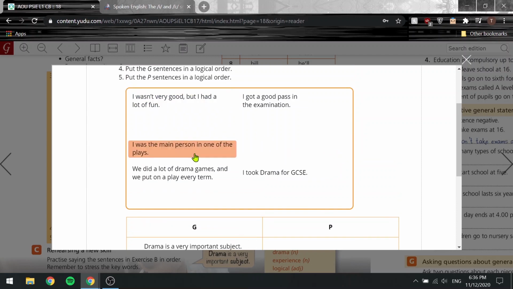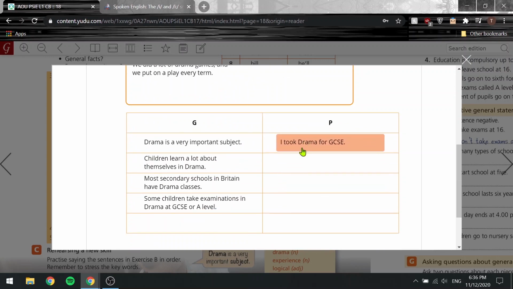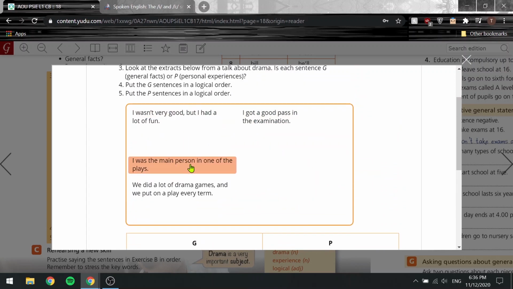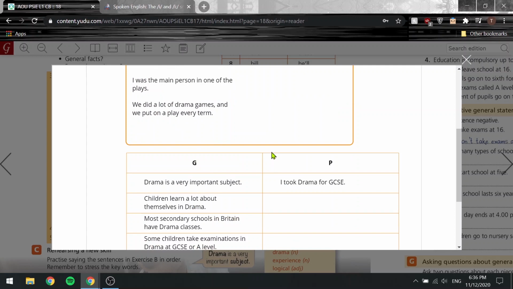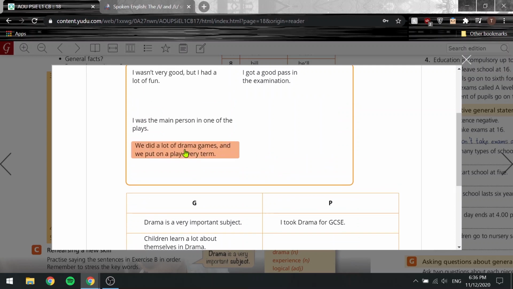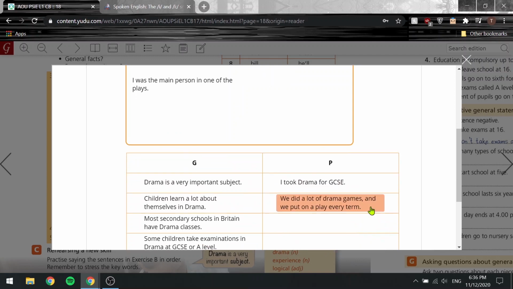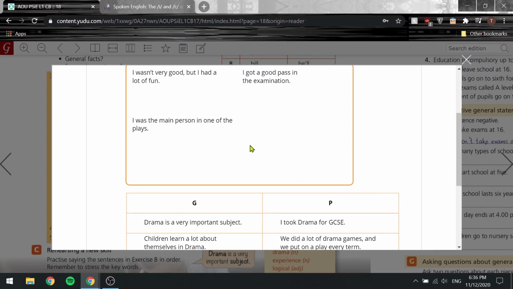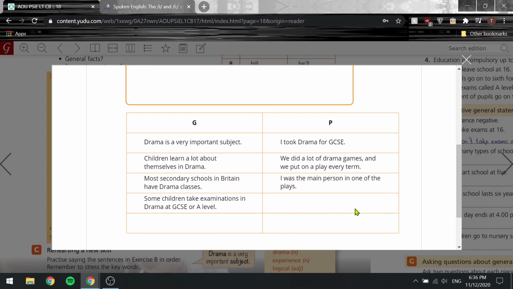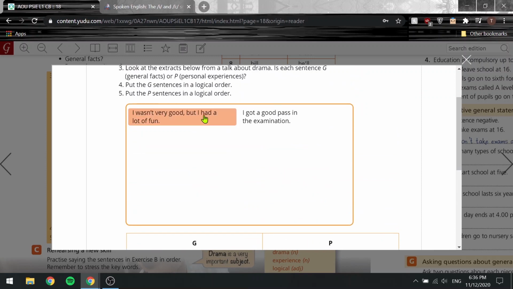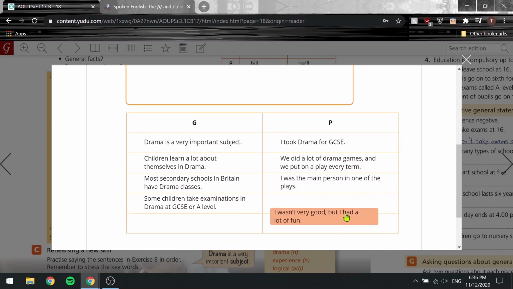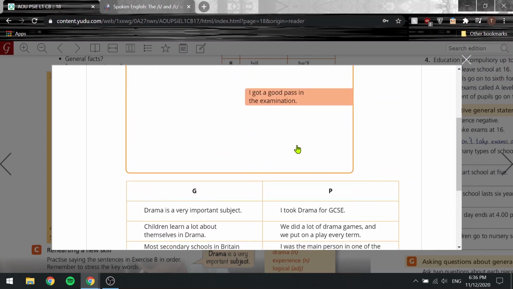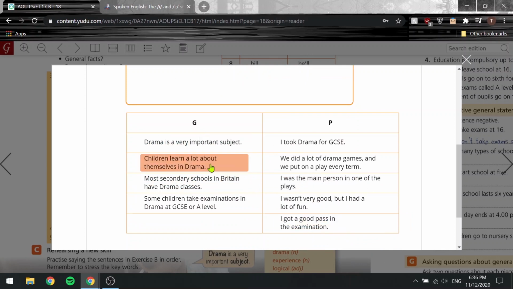One is, I took drama for GCSE. Two, I'll say we did a lot of drama games and we put on a play every term. Three, I'll say I was the main person in one of the plays. And then I'll say I wasn't very good, but I had a lot of fun. And finally, I got a good pass in the examination. So we have 4 general facts and 5 personal facts, okay?